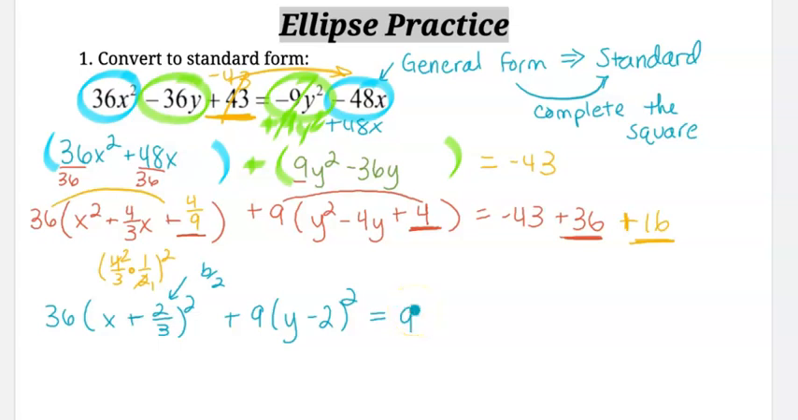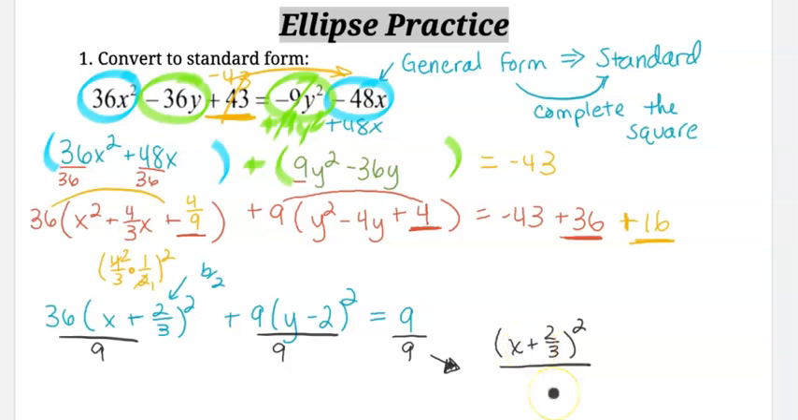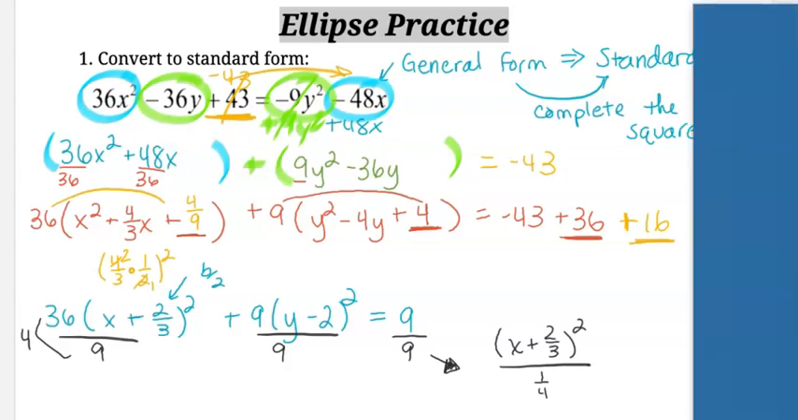And remember that because we want an ellipse, we want the right-hand side to be equal to 1. So we're going to divide everything by 9. So our final answer, because I'm going to have a little bit more space over here, is going to be x plus 2/3 squared over, I know this is going to seem a little weird, over 1/4. Because it has to be in the denominator. So since this is 4, I have to divide by the reciprocal.